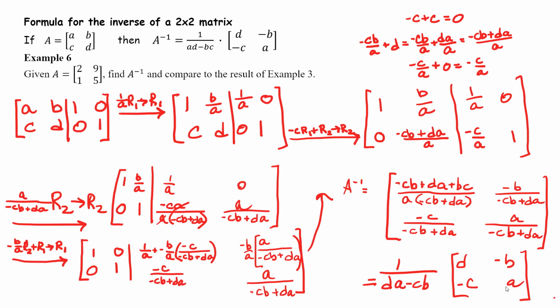And then in this problem, you just want to take this matrix 2, 9, 1, 5 and find the inverse by using the formula. So you just plug in 2 for A, 9 for B, 1 for C, and 5 for D, and you get this for the inverse. And 1 over 10 minus 9 is just 1. So the inverse is 5, -9, -1, 2. So that's how you use that formula. I'm not going to ask you to memorize that formula, because you can always find the inverse of the matrix in the normal way.